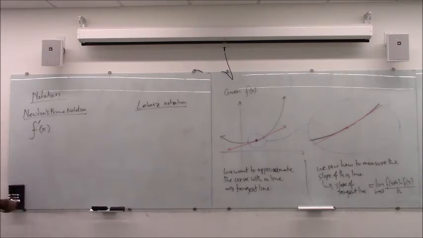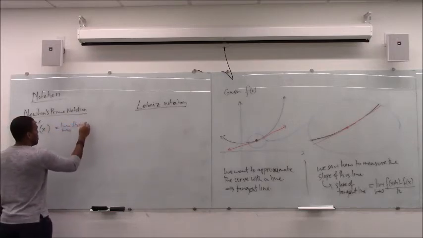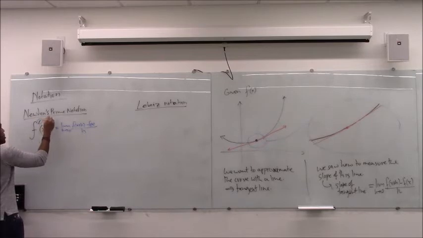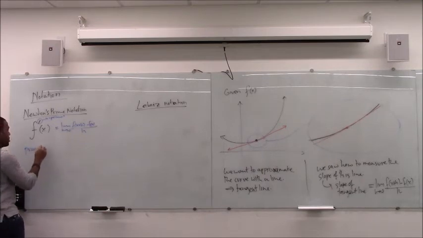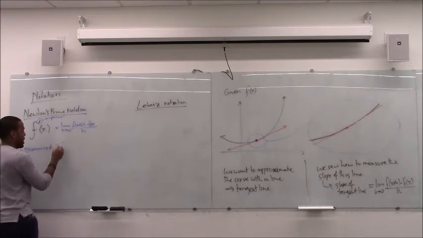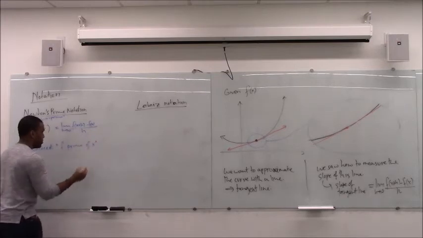So that's called prime notation. Whenever you see that, it actually means the limit as h approaches 0 of f of x plus h minus f of x over h. That's what it means. This thing here is called a prime. So f prime of x is pronounced f prime of x.